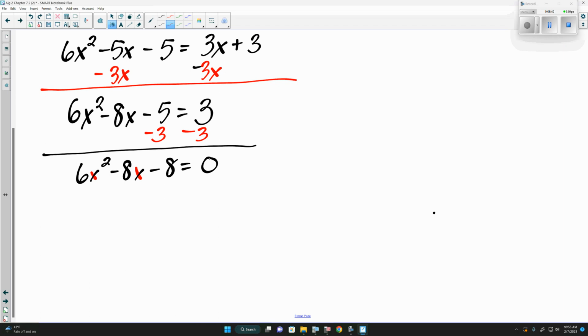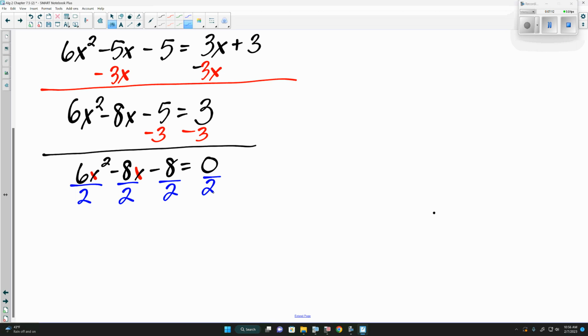Now, to make it a little bit easier to work with, is there a greatest common factor between these 3 terms? There's not a variable, but there is a number that will go into all 3, yes? 2? 2 will go into 6, 8, and 8. If we do have a greatest common factor that is a number, it's going to make it a little bit easier to solve if we remove it. We divide it out. If it's a number, greatest common factor, we can divide it out of the entire equation. If it's a variable, we have to factor it out.